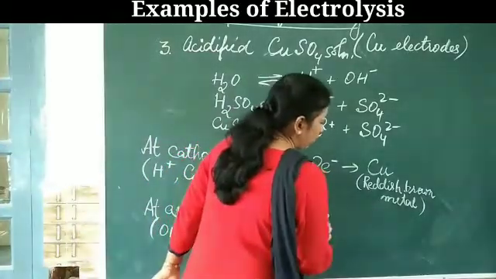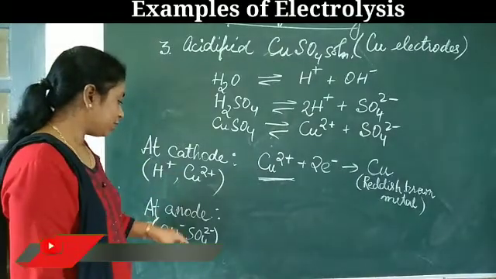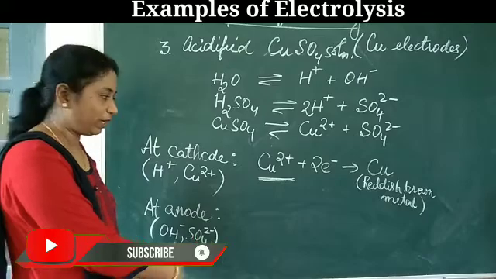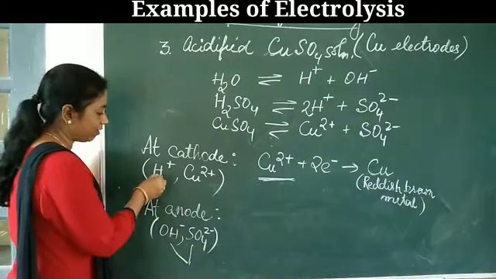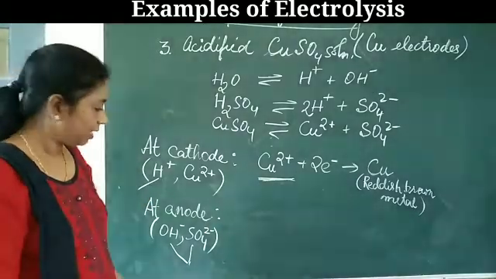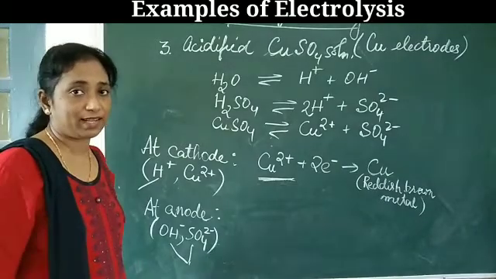Now what is the change that we see here? We see that two ions migrate towards the anode, but both will become spectator ions. And here, which is the spectator ion? Hydrogen, H plus is the spectator ion. And here OH minus and SO4 2 minus both are spectator ions.